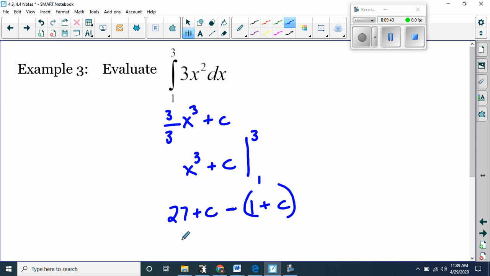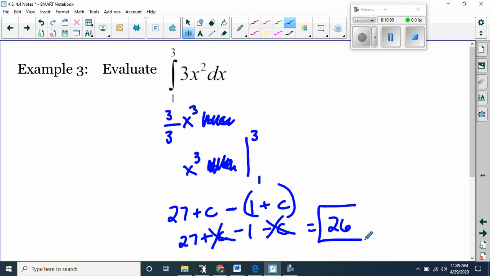Notice in this case, if I distribute, I get plus c minus 1 minus c. This plus c and minus c is going to cancel out, and that is always going to be the case. You actually won't need to put the plus c on there if it's a definite integral, if you have these bounds on there. This doesn't change what we did before. If those bounds aren't there, you need x cubed plus c as your integral, and that's your answer. But that plus c is going to cancel out. Notice the area under the curve is 26.